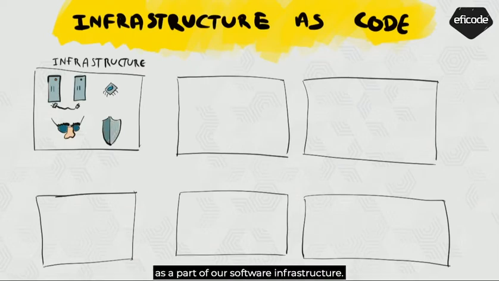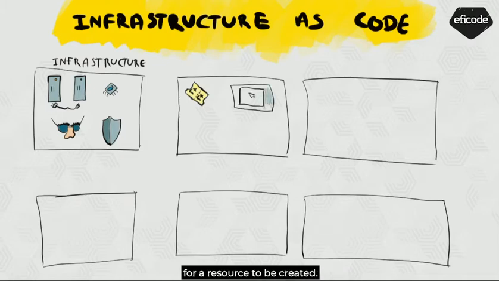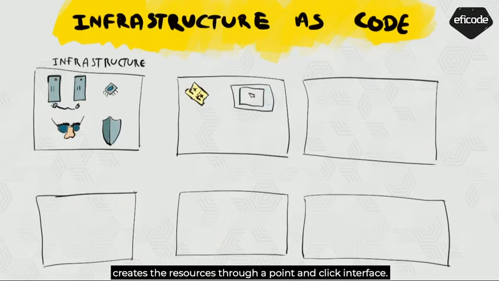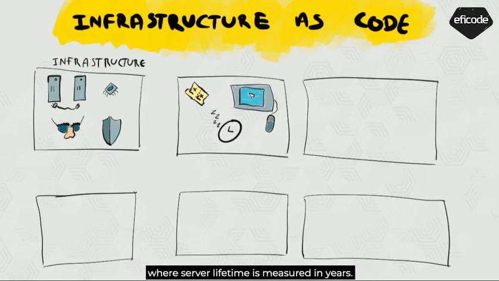our software infrastructure. In traditional infrastructure management, a common way of working is that the consumer creates a ticket in some IT help desk for a resource to be created. Then someone goes to an interface and creates the resource through a point-and-click interface. This leads to long lead times and rework due to handoffs. That is fine when we do not have a lot of infrastructure or the churn in our infrastructure is relatively low, where a server lifetime is measured in years. But in our dynamic world, this is not enough.